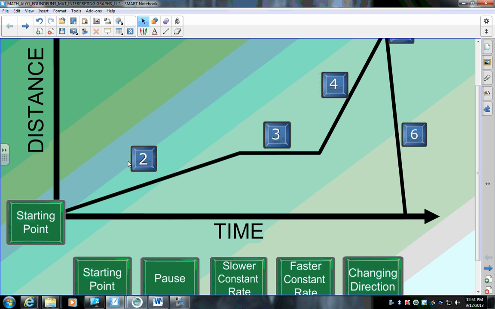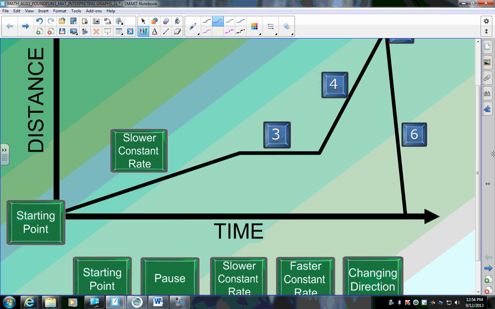On 2, what is happening here in this graph? I'm walking at a constant rate. Compared to these other lines, though, am I walking fast or slow? This is going to be walking at a slow, constant rate. Now, one thing I want to add to it is that you're walking away. I'm walking away from my starting point.